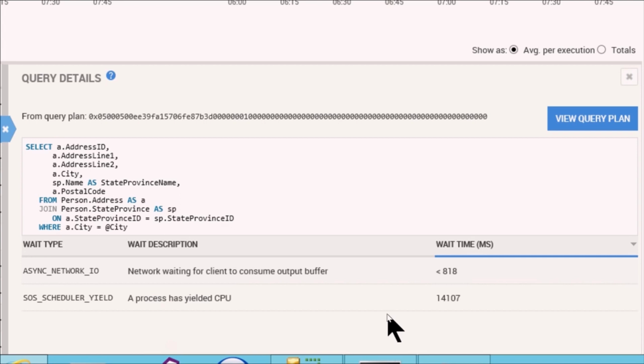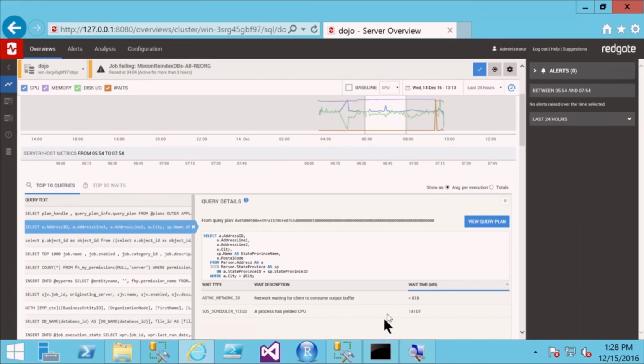The query itself is going from the person address table, state province table. It's doing a filter on the @city column. Seems okay. I mean, it's nothing exciting, but we've got some information about it now. Now we can drill down. There's other information available to us. Hang on, get off my screen.